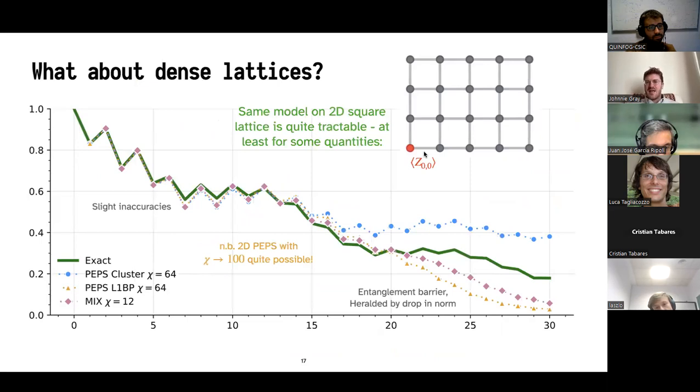You might also ask what happens on a dense lattice. Traditionally people think of BP as not working on lattices with short loops or strong correlations around short loops. So this is exactly the same simulation, steps on the x-axis, and this kicked Ising model. Now I'm just running it on a 20-site square lattice and looking at the Z00 observable. And here we find the results are very satisfactory. There are some slight inaccuracies here, and eventually you run out of bond dimension and you get this drop here, and some slight improvement over the PEPS clustered method. But at least in this case, you can see that there are certain cases where even a dense lattice with short loops is not going to be a problem for these methods.